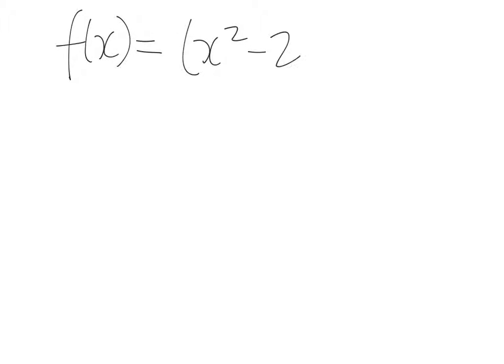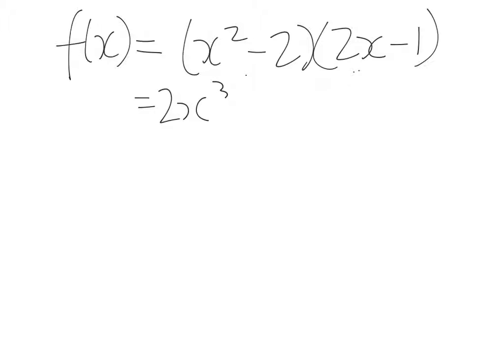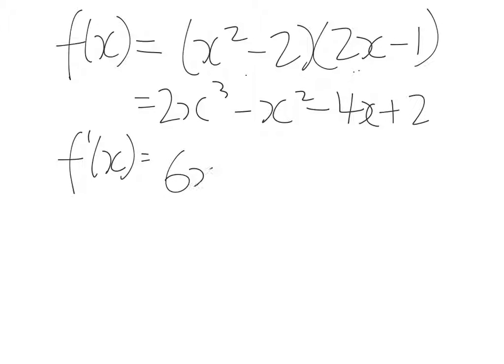Okay, now let's do a decreasing example. So we want to find where the gradient is negative of this function f of x. So our function is x squared take away 2, multiplied by 2x take 1. And before we can differentiate, we need to expand these brackets. So we don't know yet how to differentiate things in this form, so we have to expand. And we get 2x cubed minus x squared minus 4x plus 2. And so now we need to differentiate. f dashed of x is equal to 6x squared minus 2x minus 4.